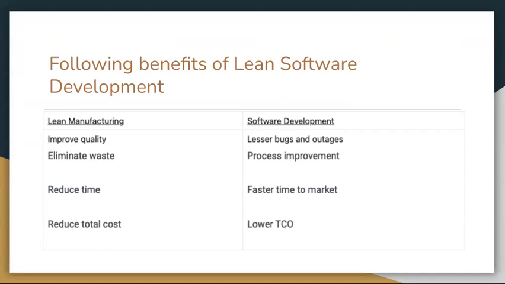Then it eliminates the waste. This results in process improvement over the software development life cycle, and you are going to create automation so that the repeated process can be reduced, and the overall process of building, developing and deploying applications gets automated. Then it reduces the time, so basically a faster time to market.